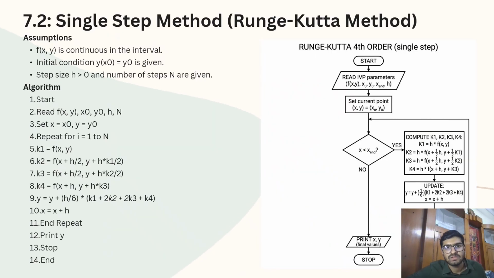The last method is Runge-Kutta method or single step method. The assumptions are f of x comma y is continuous in the interval. Initial condition y of x0 is equal to y0 is given. The step size h is greater than 0, and the number of steps n is given.